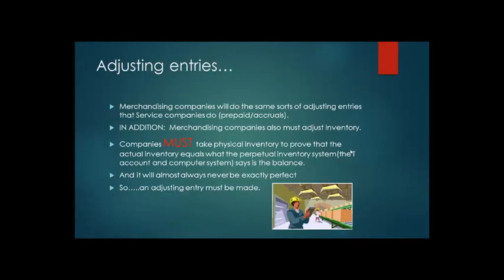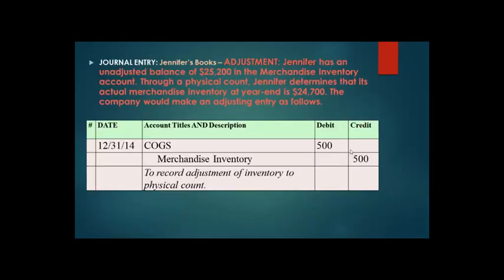Finally, adjusting journal entries. Merchandising companies will do the same exact adjusting journal entries that service companies do, the 7 entries we went over in the previous videos, prepaids and accruals. But in addition, merchandising companies must adjust inventory. No matter what system you're using, perpetual or periodic, you have to take physical inventory. You have to prove that the actual inventory in the system agrees to what's actually out there on the floor. And it will almost never be perfect, so we'll do an adjusting entry. I'll show you an example.